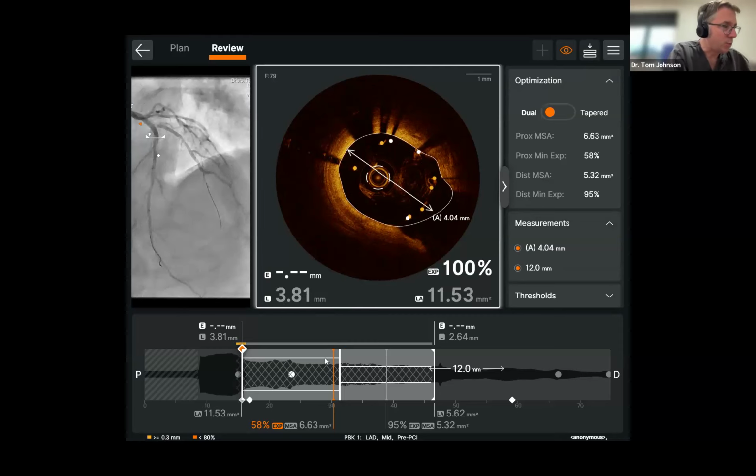And it's suggesting that we have underexpansion at this level, 60% expansion, which is 6.6 millimeters squared compared against this proximal reference. Now, distally, you've got 95% expansion with an MSA of 5.3 against a distal lumen of 5.6. The distal half of the stent looks all right.